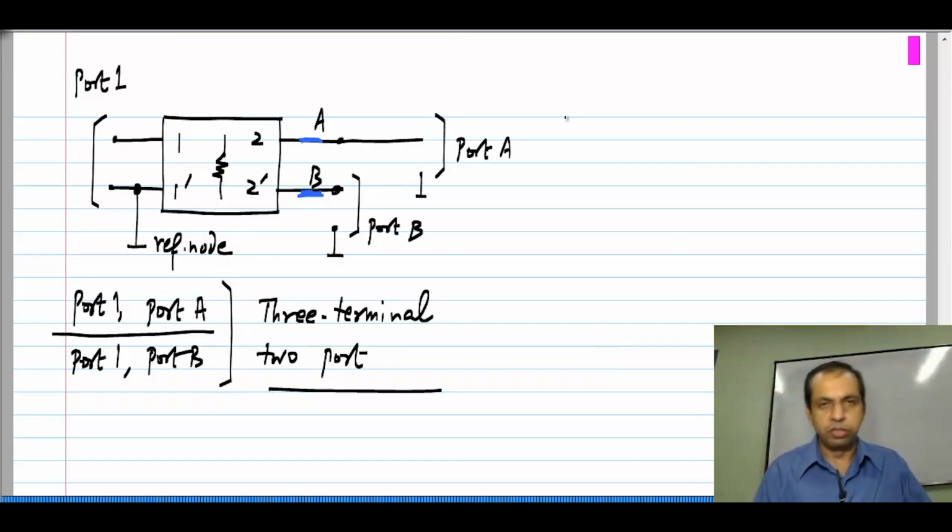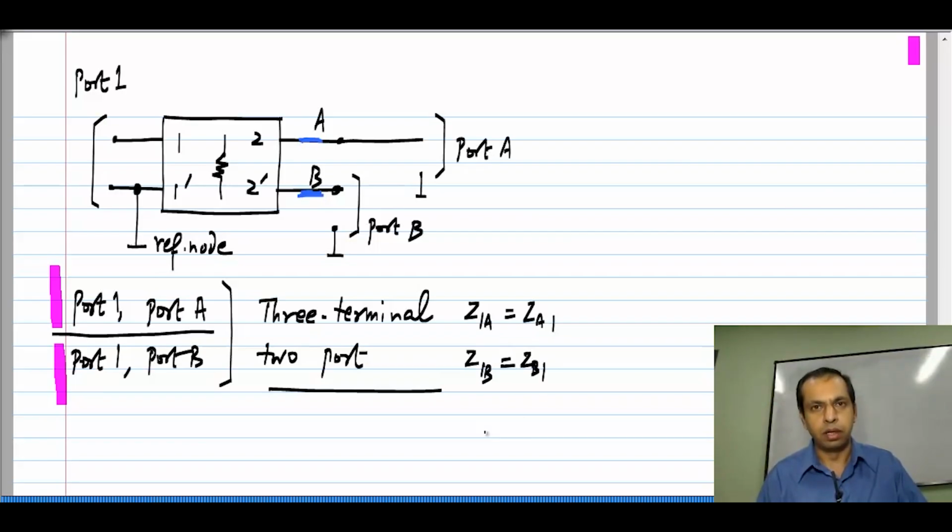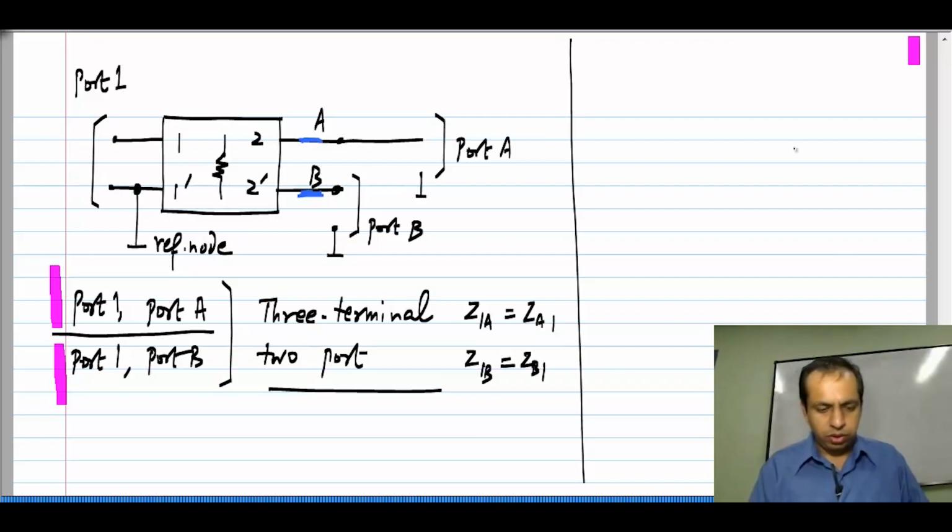Okay. So, what does my earlier result for 3 terminal 2 ports say? If I take this case, that is, take port 1 and port A as the 2 port network, I know that Z1A is ZA1. Okay. And similarly, if I take port 1 and port B as my 2 ports, I will have Z1B equals ZB1. Okay. Fine.